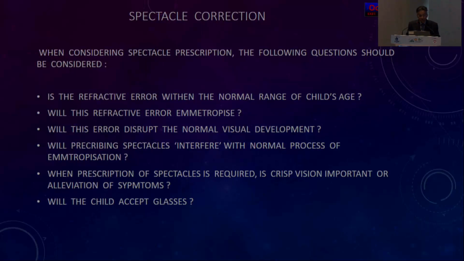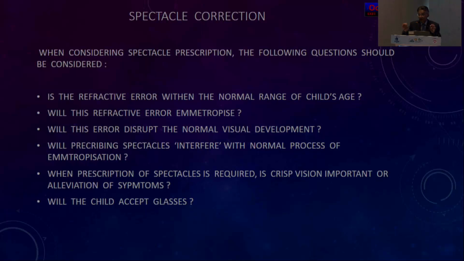Is this refractive error going to be present? Will this error disrupt the normal visual functions? If the child has 2 diopters of hyperopia, which is still ongoing, and you give glasses at the age of 4 years, emmetropization will stop, because you have to have a stimulus. Hyperopia emmetropization continues up to 7, 8, even 12 years. So you're not going to prescribe until and unless you have problems.